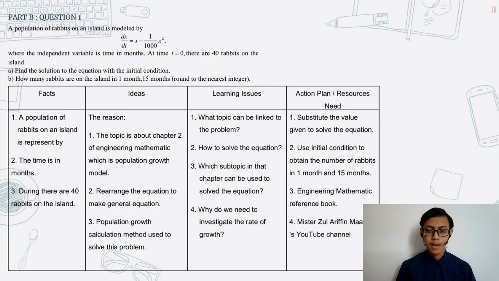For part B, the problem is: the population of rabbits on an island is modeled by dx per dt equals x minus x squared over 1000, where the independent variable is time in months. At time t equals 0, there are 40 rabbits on the island. We need to find the solution to the equation with the initial condition, and also we need to find how many rabbits are on the island in 1 month and 15 months. Thank you.